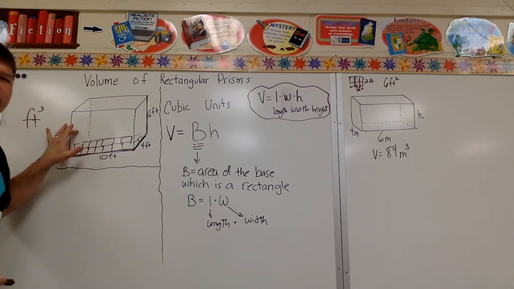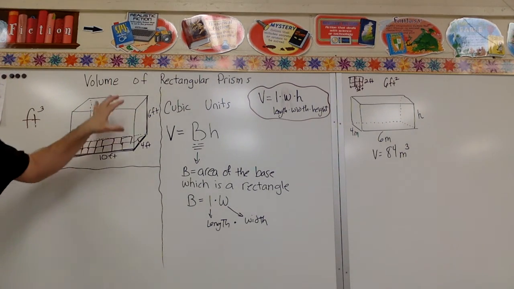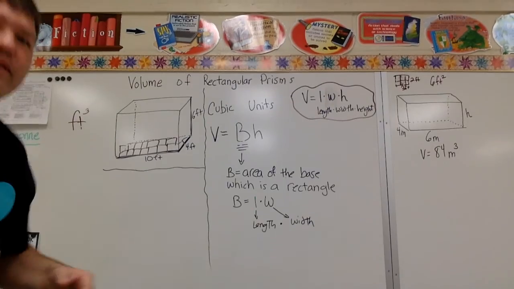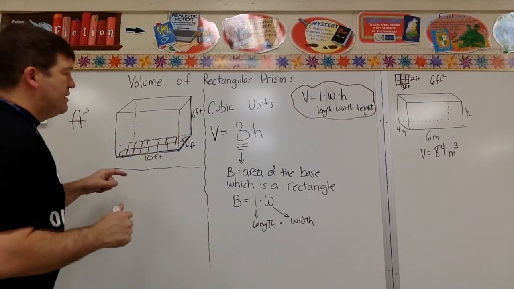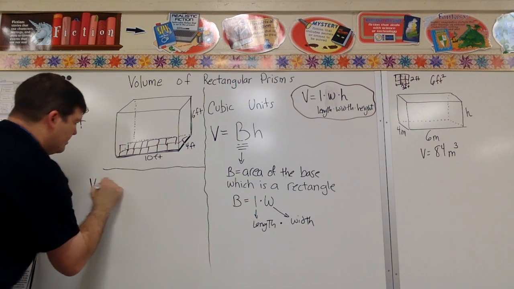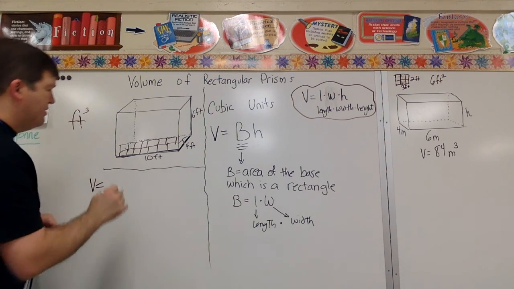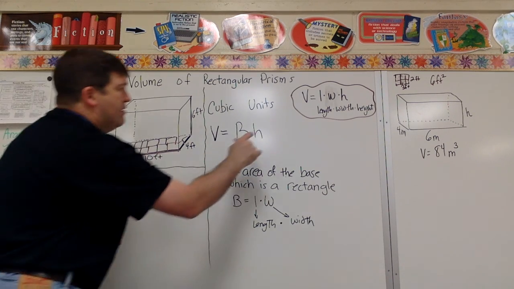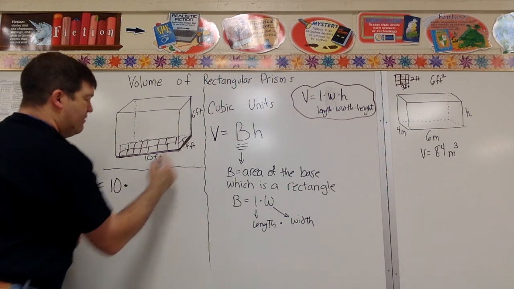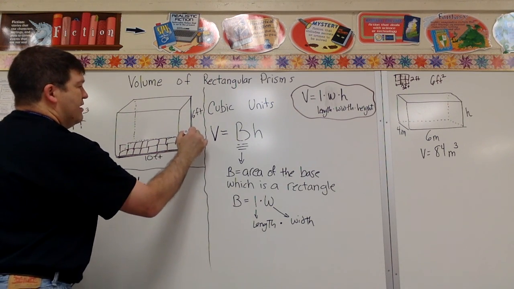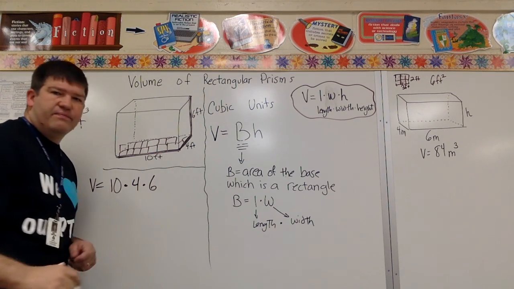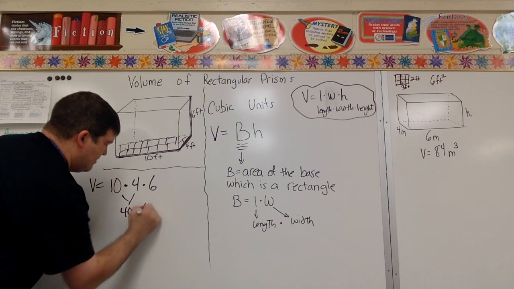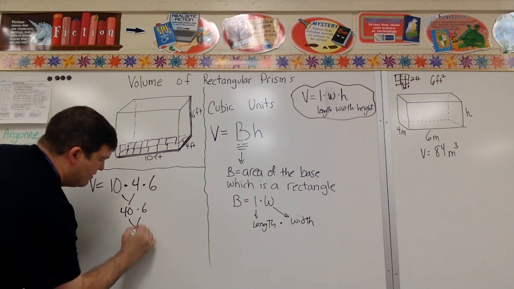So we have this shape over here. It's a box. We need to know what the volume of it is. So volume equals length, 10 feet, times width. The width of it is 4, times the height is 6. Then I just put those together. 10 times 4 is 40, times 6 is 240.